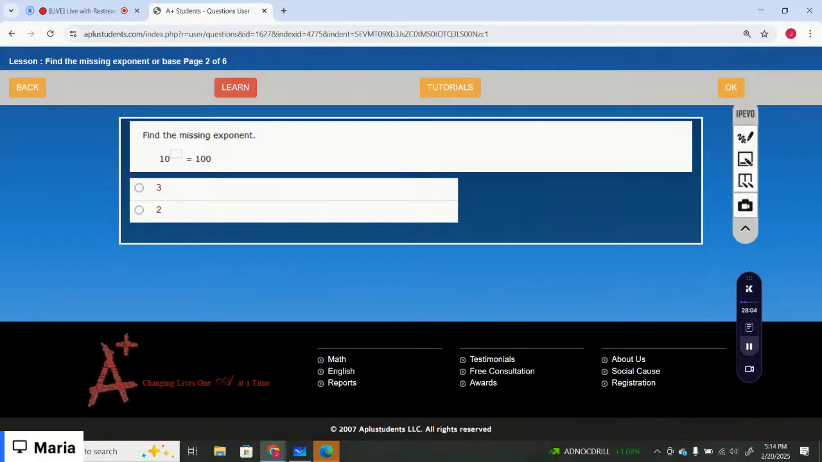Find the missing exponent. 10 to the missing exponent equals 100. So the missing exponent equals 2. 100 has two zeros, so that means the exponent of 10 is 2.